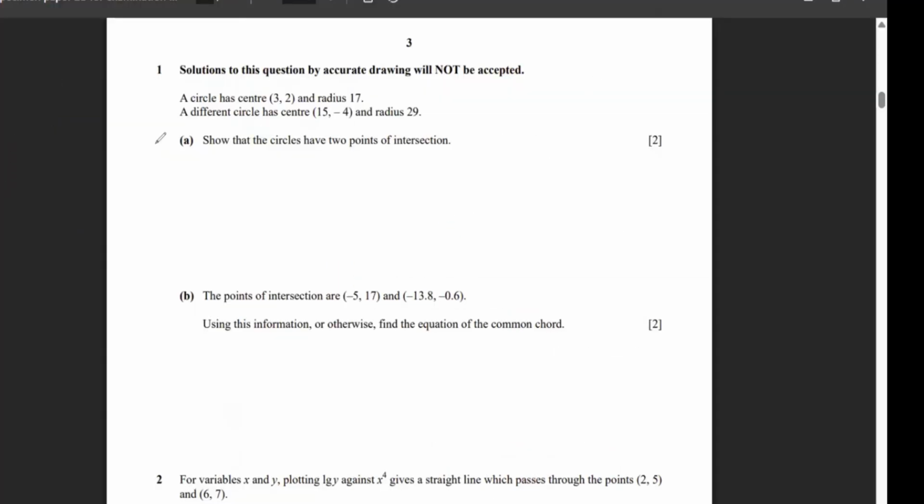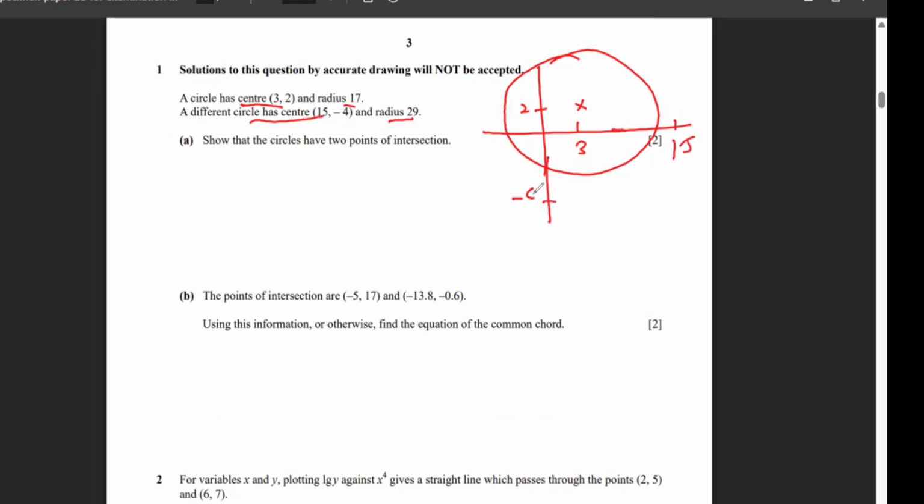The question tells you one of the circles has this center. We can sketch it out. 17 is quite a huge number. And then another is 15 minus 4, and then the radius is 29, so it's very, very big. So the first question asks you to show the circles have 2 points of intersection.